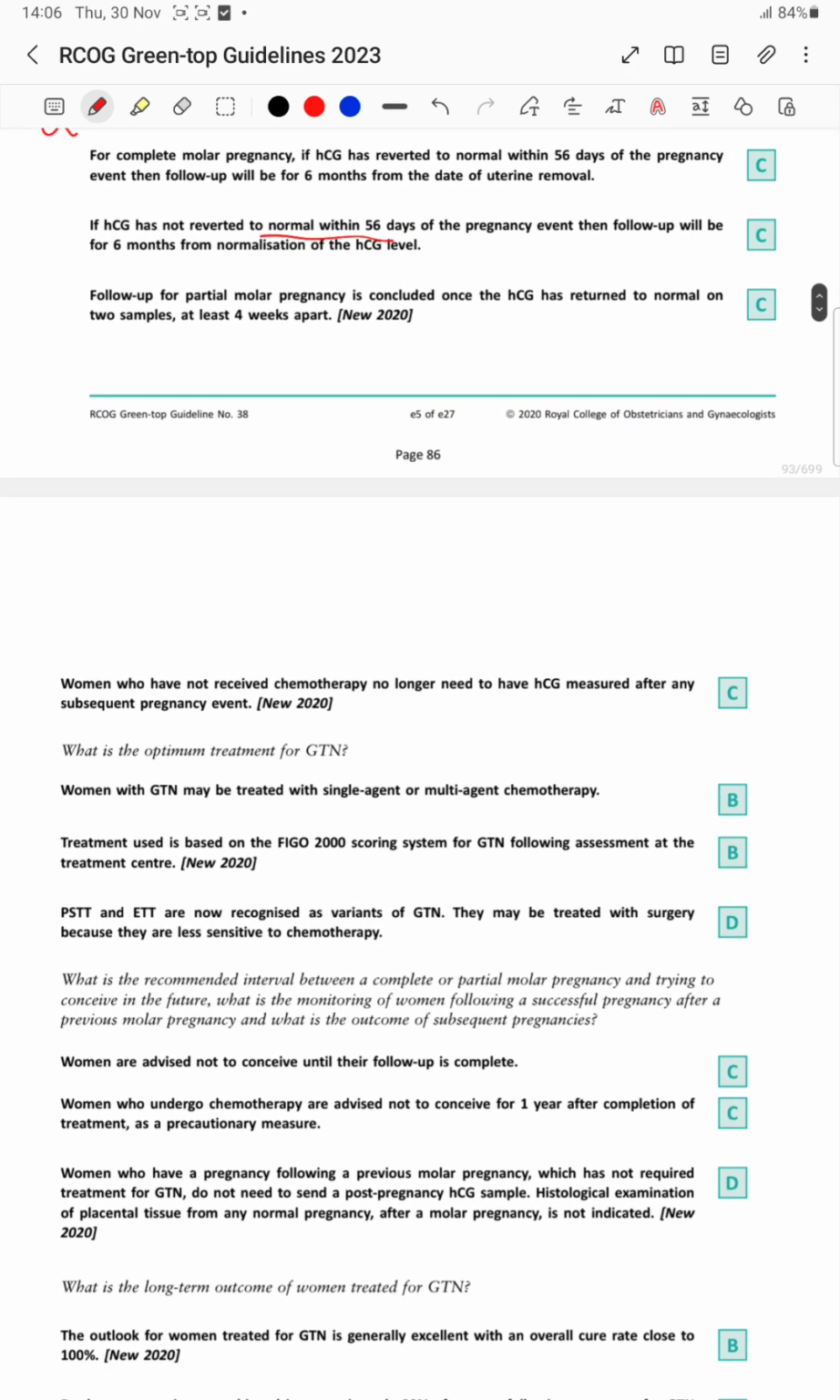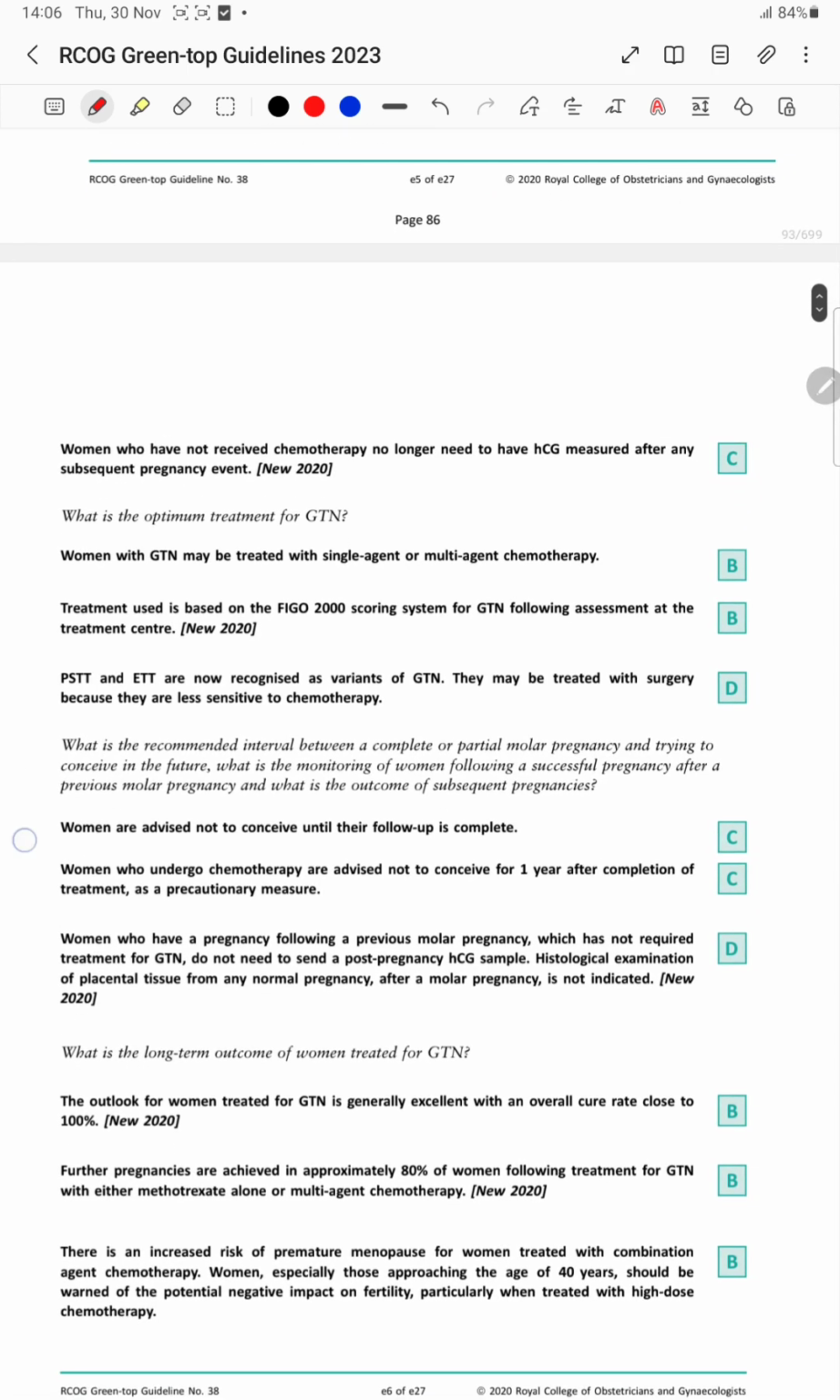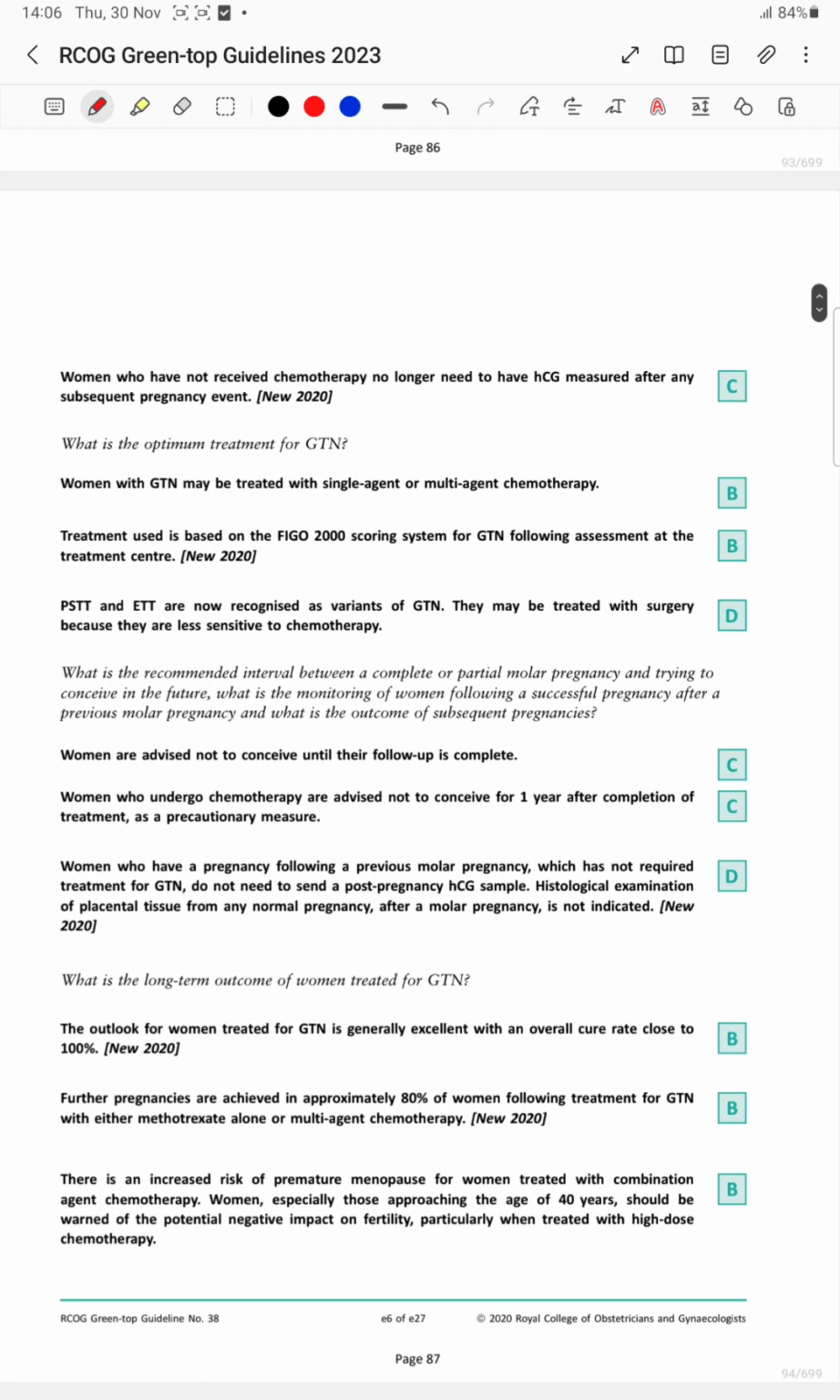Follow-up for partial molar pregnancy is concluded once the HCG has returned to normal on two samples at least 4 weeks apart. Women who have not received chemotherapy no longer need to have the HCG measured after any subsequent pregnancy event.